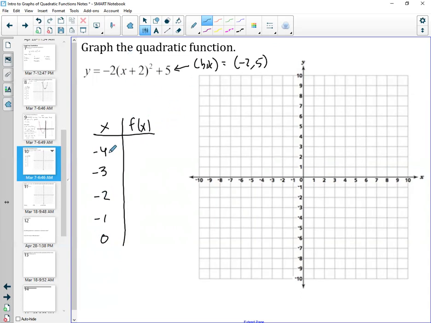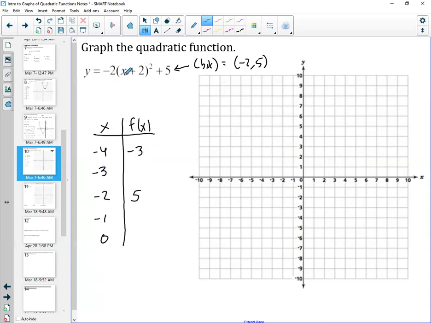So let's see. If I put a -2 in here, I get 0 squared plus 5. That's 5. I knew that was 5 anyway because of the vertex. If I put -3 in there, let's do that one. Actually, I have the -4 first. So -4 plus 2 is -2. -2 squared is 4. -2 times 4 is -8. -8 plus 5 is -3. Okay.